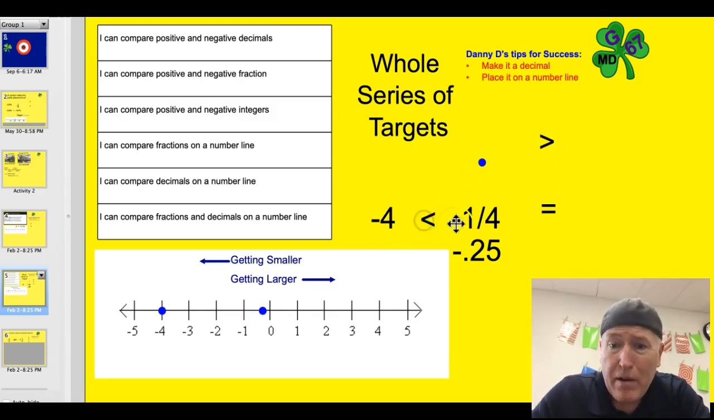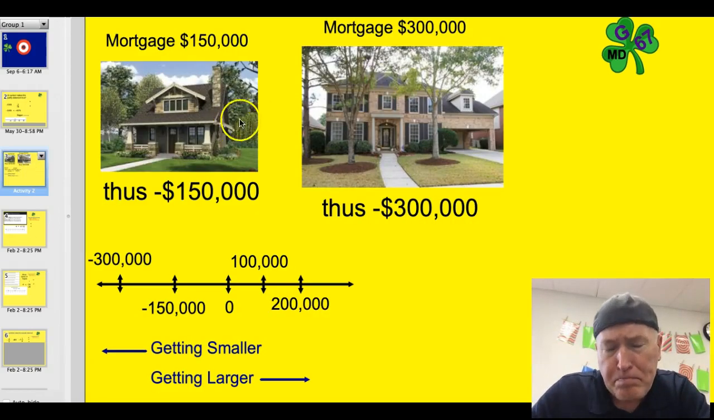This is greater. It's less negative. This one's more negative, so it's less. Wouldn't you rather owe somebody 25 cents than $4? Again, think of negative numbers as debt.